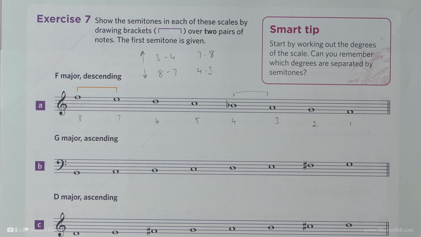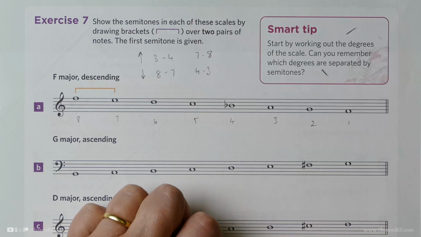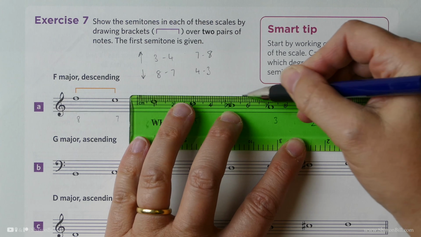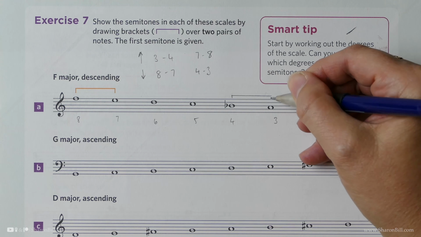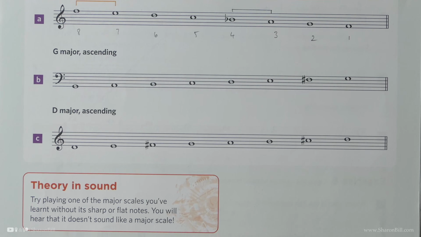Perhaps it would be neater to do that using a ruler. Shall we do that again? Better to be neat. 4 to 3. There we go. And that's soon sorted. So perhaps you can have a go at the next 2. And I'm hoping you've had a go at that, and we'll check through these together.